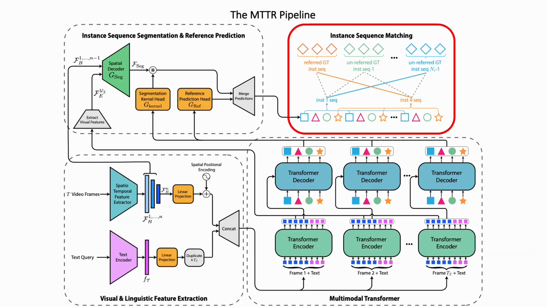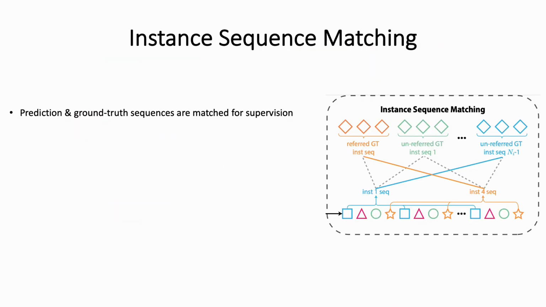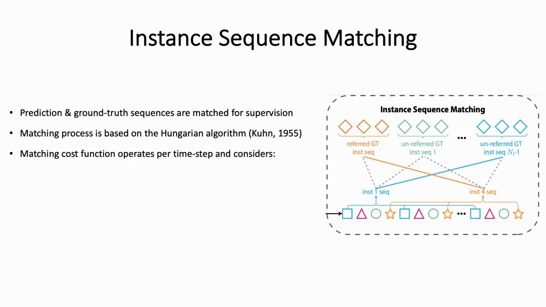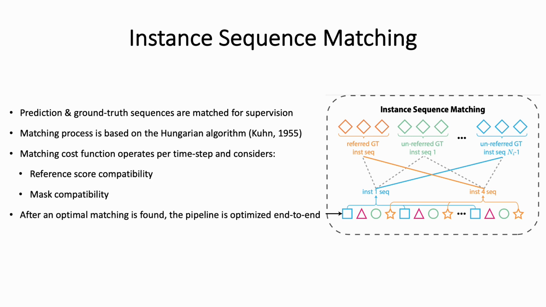Step 4. In the final step of the pipeline during training, the predicted sequences are matched with the ground truth sequences for supervision. The matching process is based on the Hungarian algorithm, while the matching cost function operates per time step and considers both reference and mask compatibility. Then, after an optimal matching is found, the whole pipeline is optimized end-to-end.